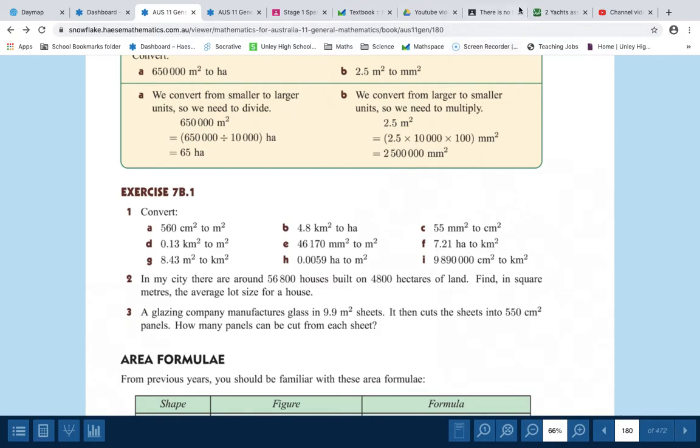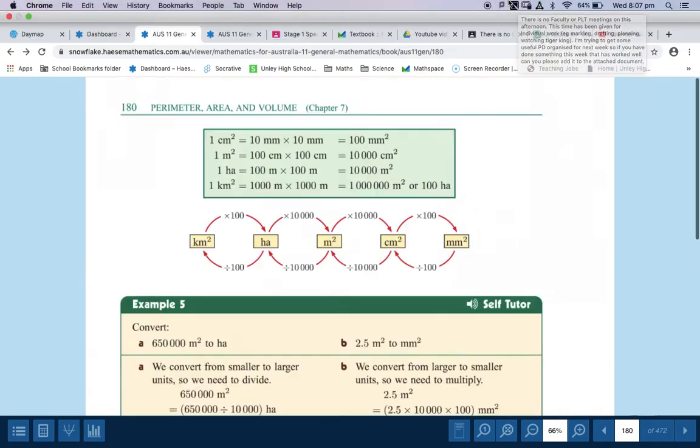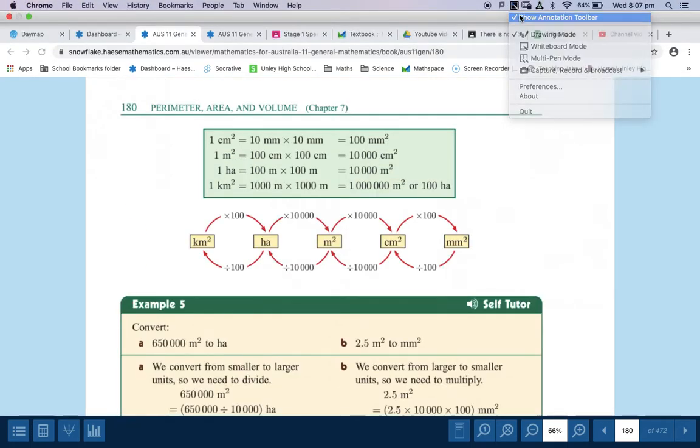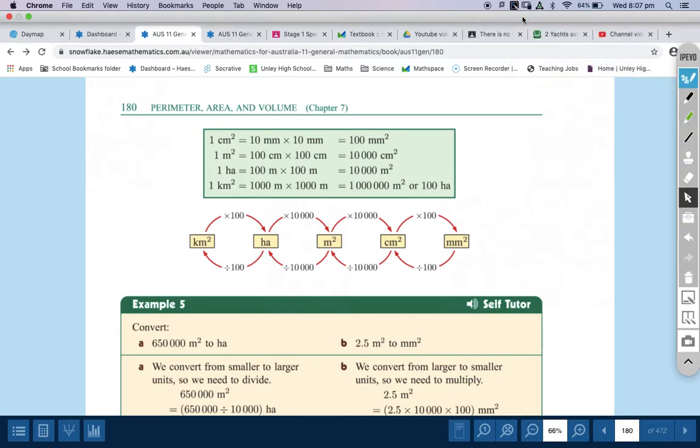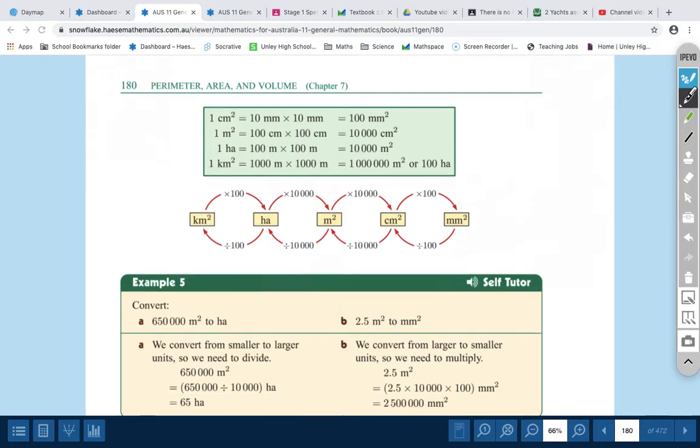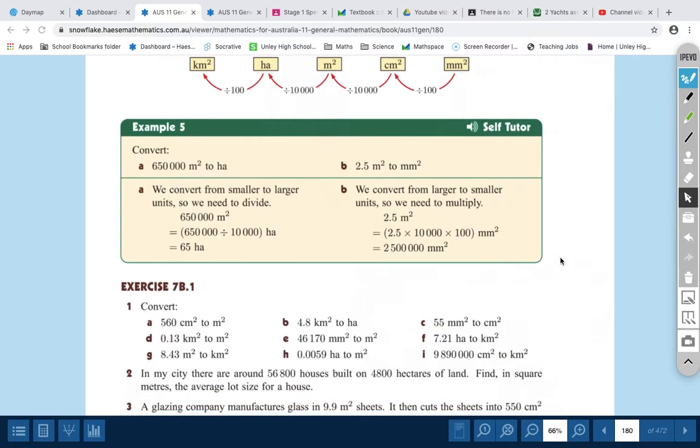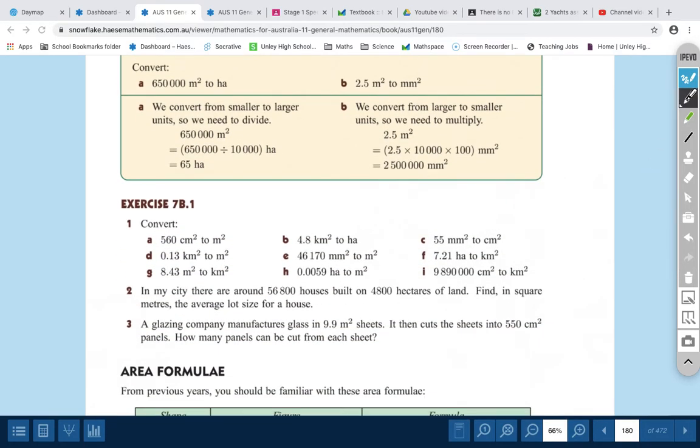And I'll just get my pen happening. Oh, come on. There we go. Good. There's my pen. All right. Right, now I can't scroll down. This is a comedy of errors. All right.